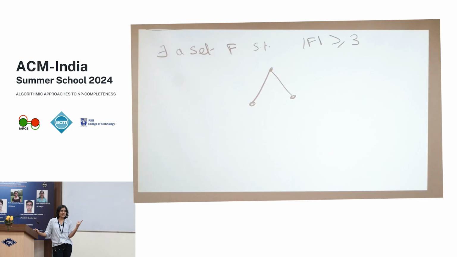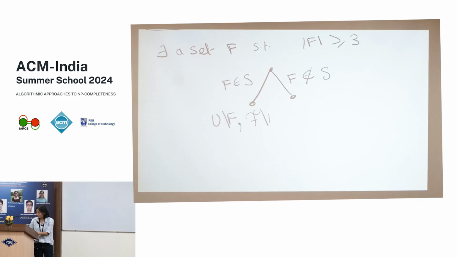It belongs to the solution or does not belong to the solution. There are 2 cases only, right? So let's do that for this set F. F belongs to the solution, or F does not belong to the solution. In the first case, what happens? If F belongs to the solution, then from whatever our current universe is, we remove the elements of F and we remove the set F from the family.